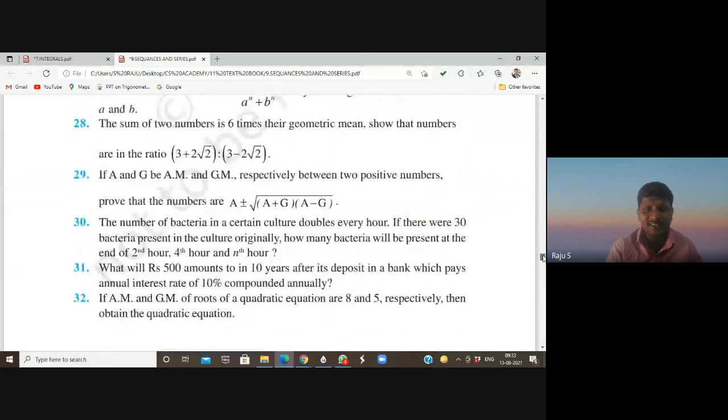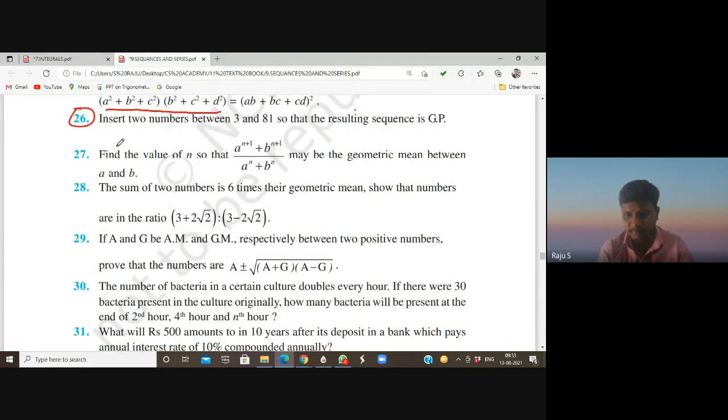But as a JEE student, you should practice each and every one. We will even discuss the binomial theorem, not NCERT, but go directly for JEE. Okay students, next: find the value of n so that a power n plus 1 plus b power n plus 1 by a power n plus b power n may be the geometric mean between them.